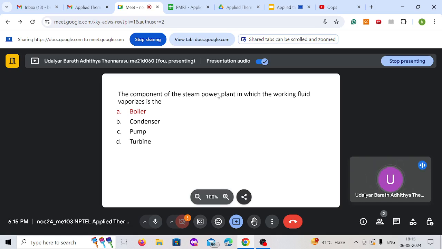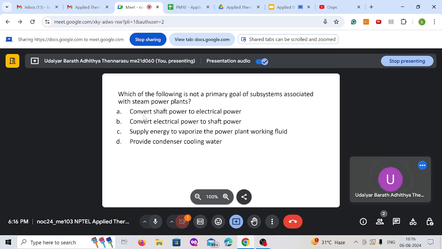So as we saw in a Rankine cycle, we have 4 components. The one which converts your liquid to vapor is your boiler, where you add heat. The liquid which is pumped comes in at a higher pressure, so from a subcooled state you convert it to saturated liquid and then saturated vapor, and then you superheat. So this is the process that occurs in the boiler. So the answer is option A, boiler.